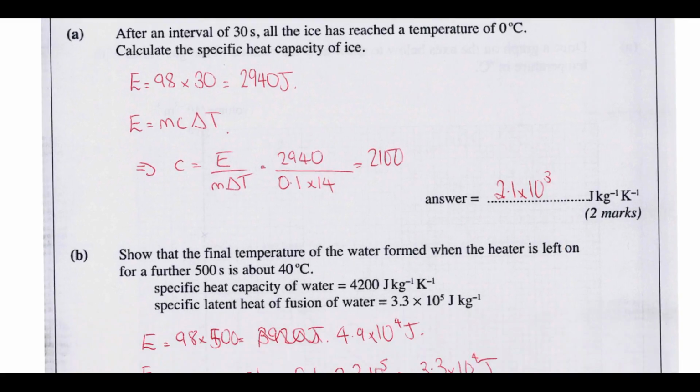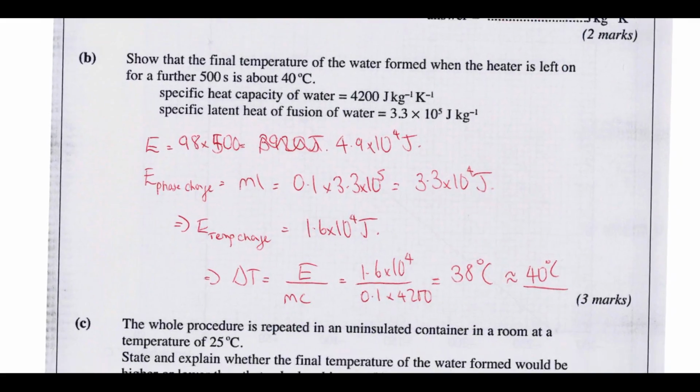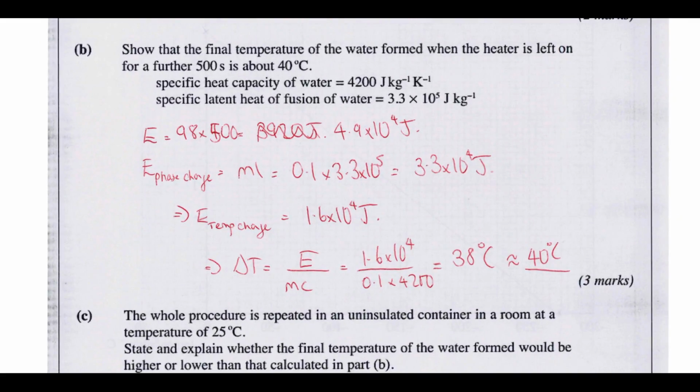So fairly straightforward. And then what we want to do is show the final temperature of the water if we leave the heater on for another 500 seconds. So we need to melt all the ice and then see how much energy is left over to raise the temperature. This here is the amount of energy we've actually supplied during 500 seconds, so power times time. This is how much energy it takes to change the phase from ice to water. So then this is how much energy is left over to actually cause a temperature change.